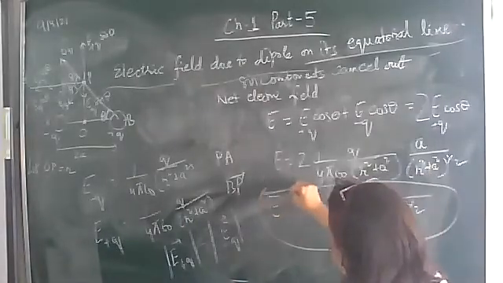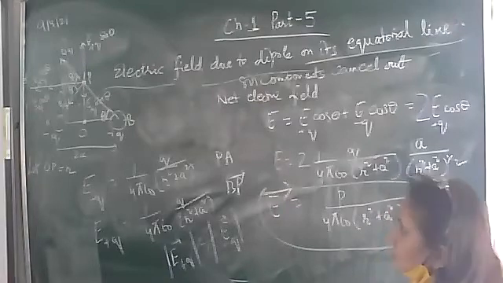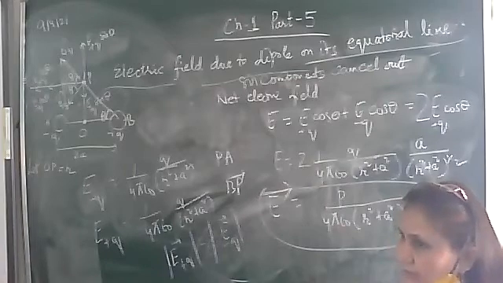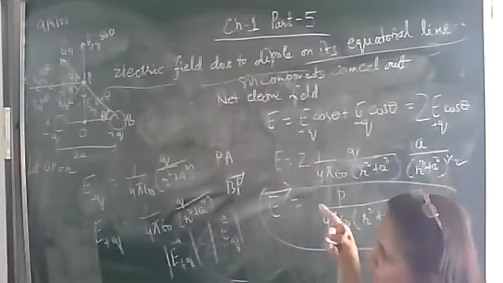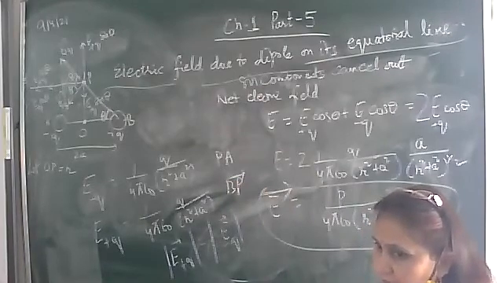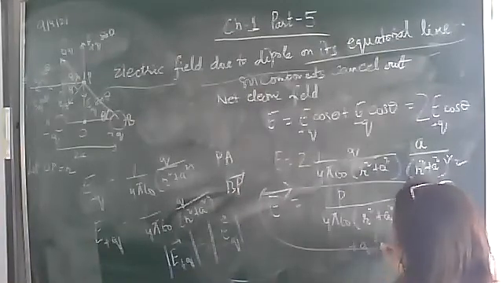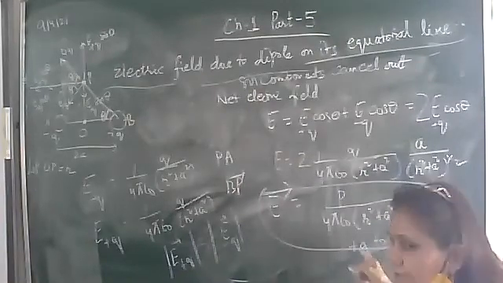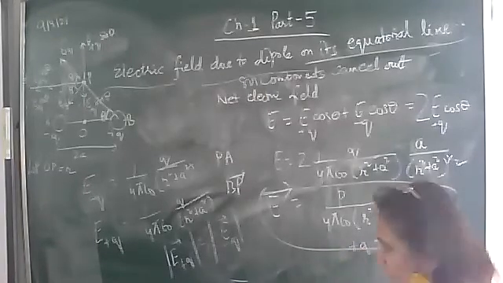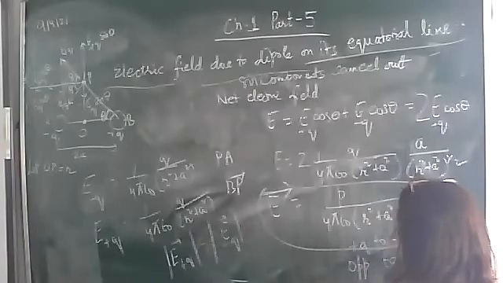Now direction. You can see in the figure, wherever the cos components are added, that is the direction. That is from plus Q to minus Q. Can you see in the figure? So the direction is from plus Q to minus Q, or you may write down it is opposite to the dipole moment. Dipole moment is from minus Q to plus Q. So it is opposite to dipole moment.